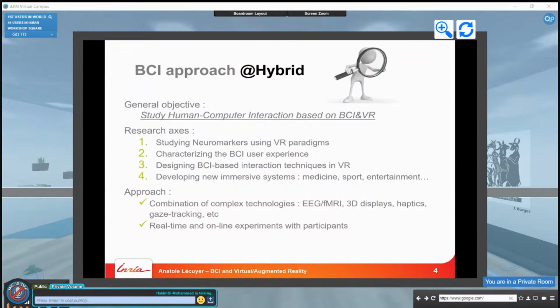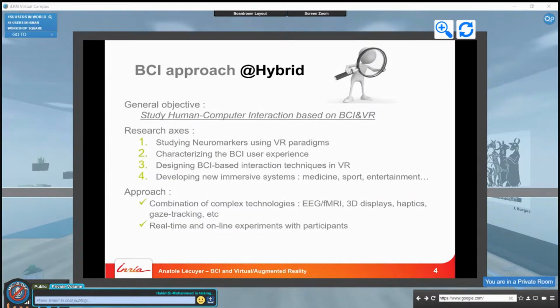And of course, the third research axis is to design novel BCI-based interaction techniques for and in virtual reality or augmented reality. And the last one is the transfer of all our research results into novel immersive systems for various application purposes like medicine, health, sport, entertainment, etc. And I'll try to show you a lot of examples later on.